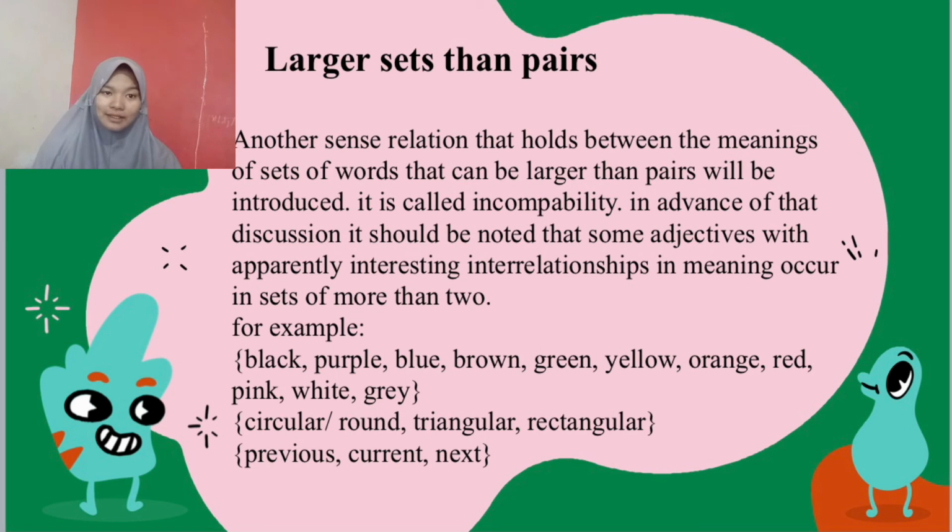For the examples, first, black, purple, blue, brown, green, yellow, orange, red, pink, white, and gray are grouped into color. Second, circular or round, triangular, rectangular are grouped into shape. Third, previous, current, next are grouped into type.